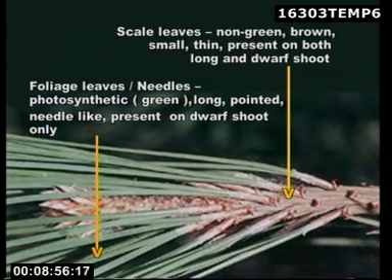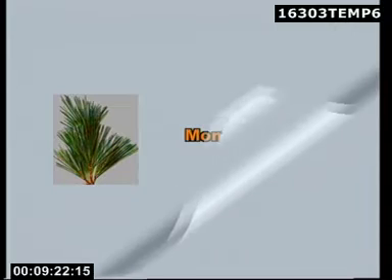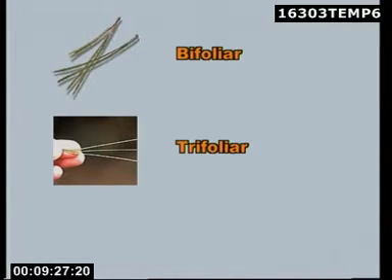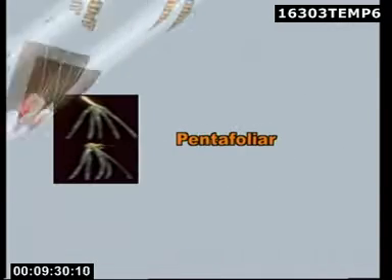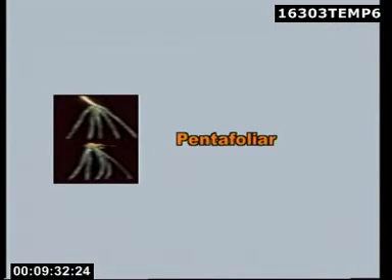They are pointed also. When we talk about the needles of Pinus with the dwarf shoot, it is known as spur. There are different types of spur in Pinus which are based on the number of needles found in it. Like if there is one needle in a spur, it is called unifoliar or monofoliar spur. If there are two needles, it is called bifoliar. With three needles, it is trifoliar, 4 is quadrifoliar, and 5 are pentafoliar spurs.